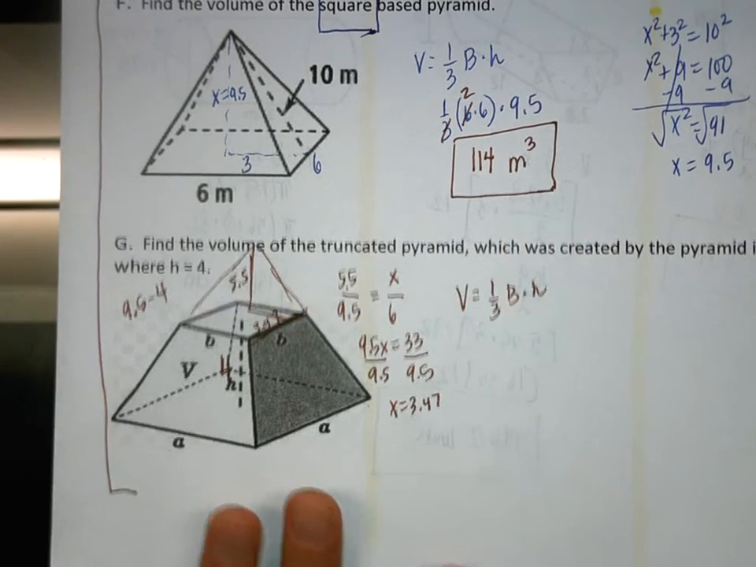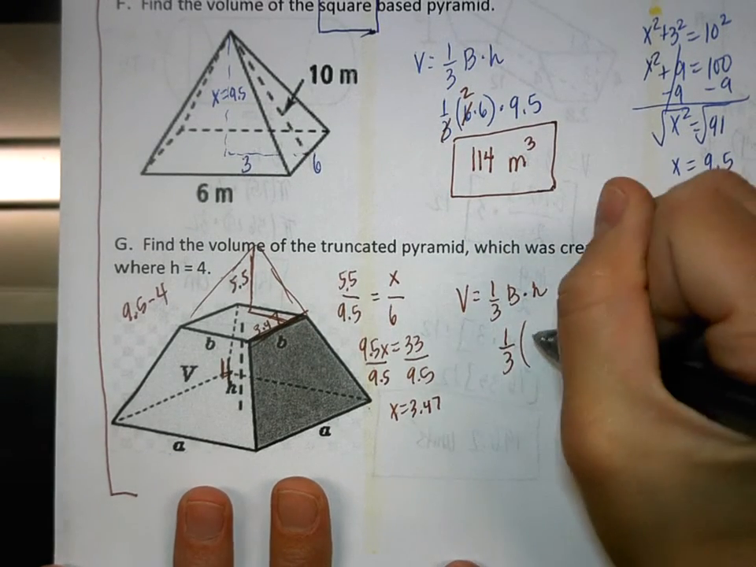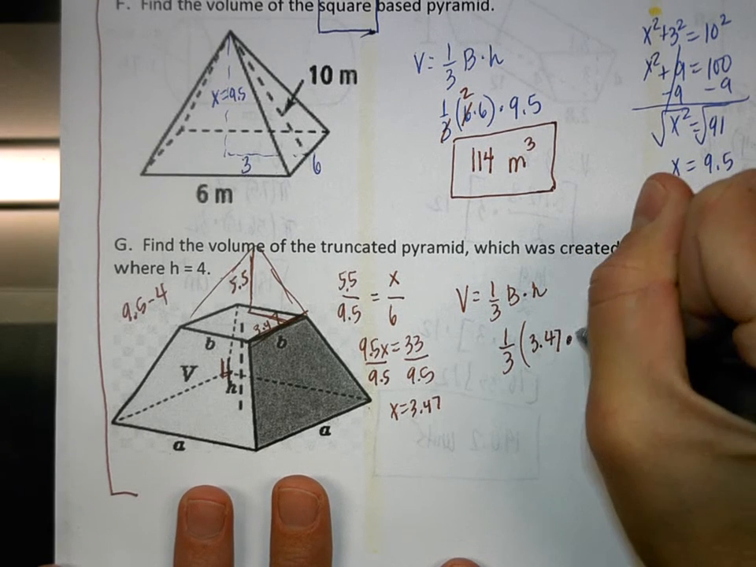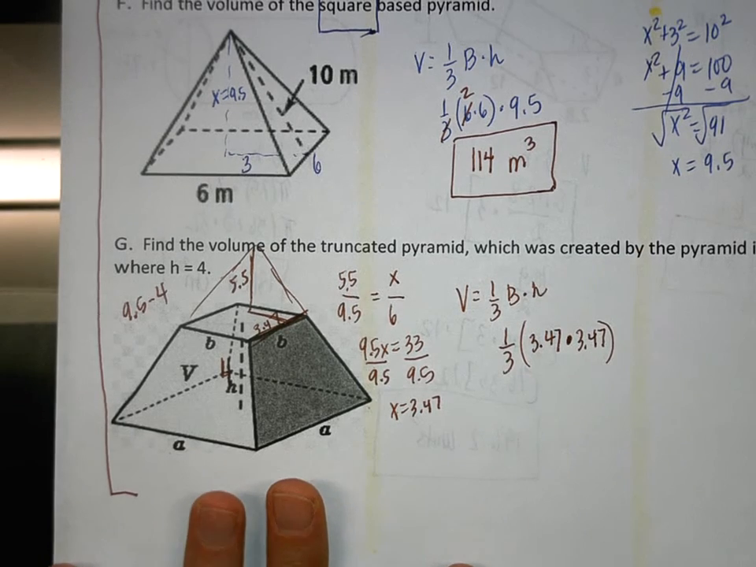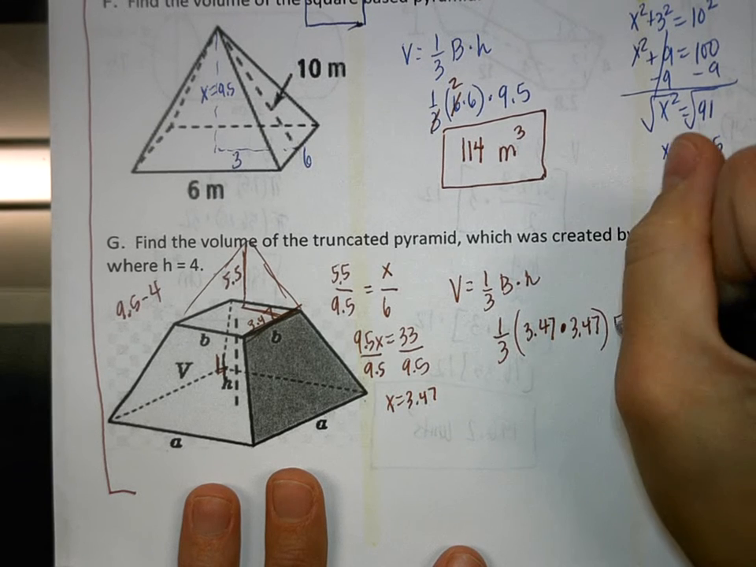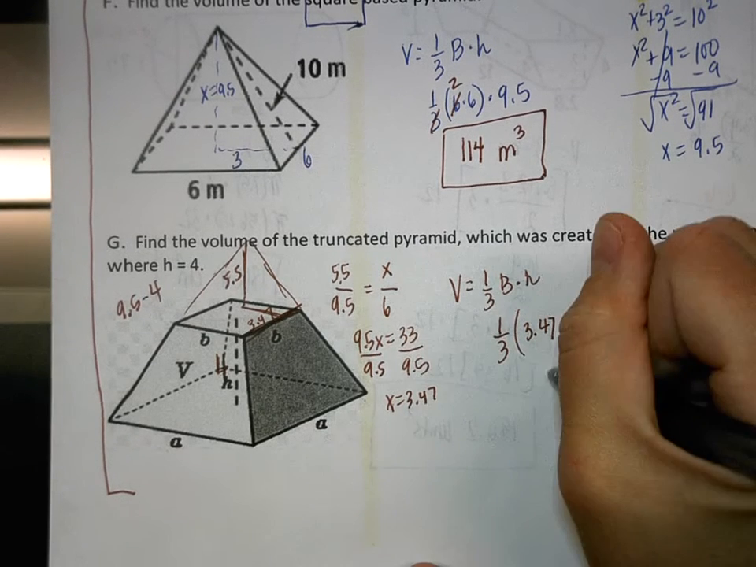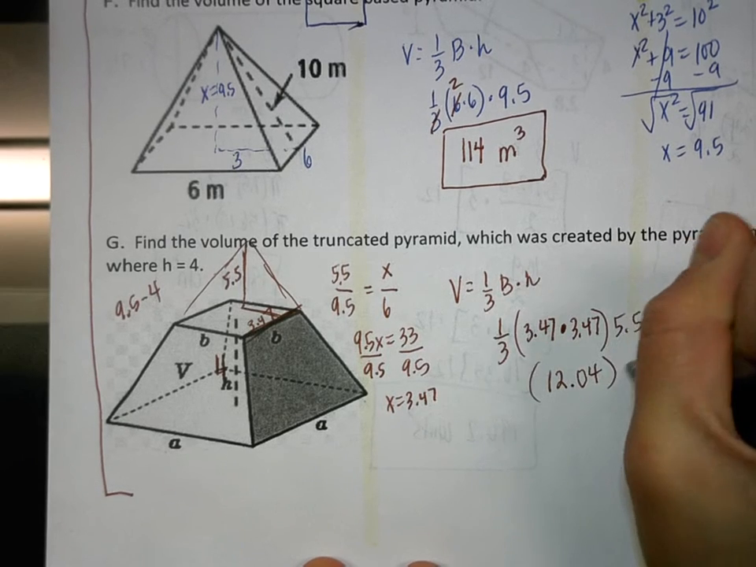So when we're taking our volume, we're going to have 1/3. My base area is going to be 3.47 times 3.47. And then we know the height, which is 5.5. Very good. So in your calculators, we're going to go 3.47 times 3.47. We get 12.04. Can you multiply that?